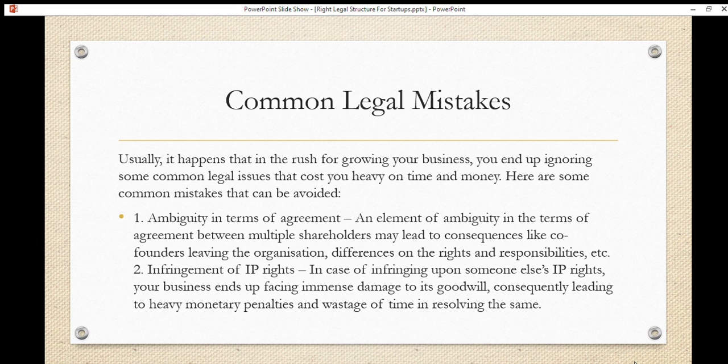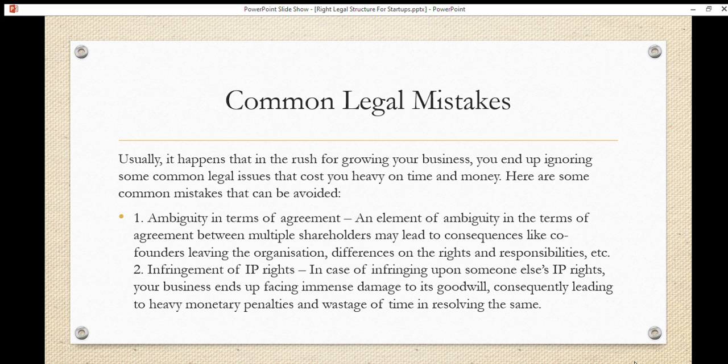First thing is ambiguity in the terms of agreement. An element of ambiguity in the terms of agreement between multiple shareholders may lead to consequences like co-founders leaving the organization, differences on rights and responsibilities, etc.